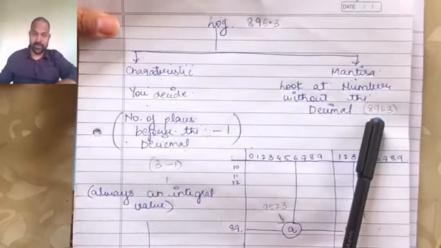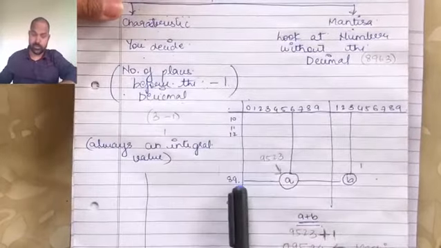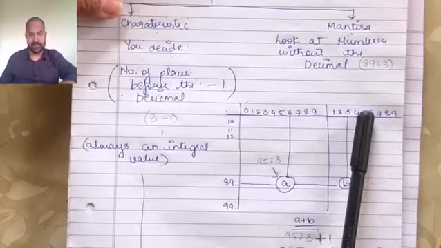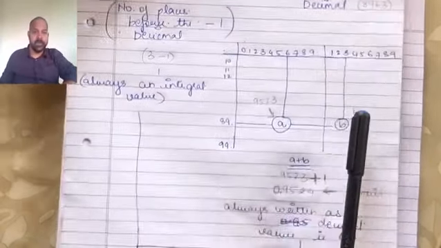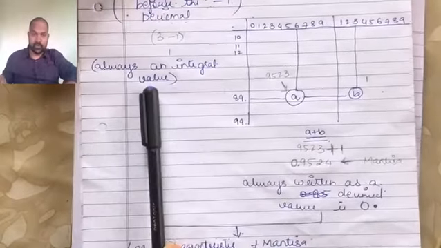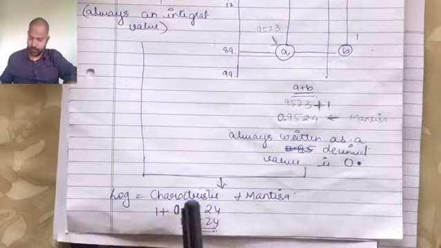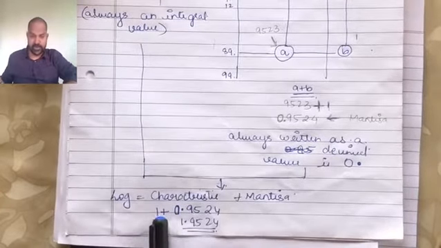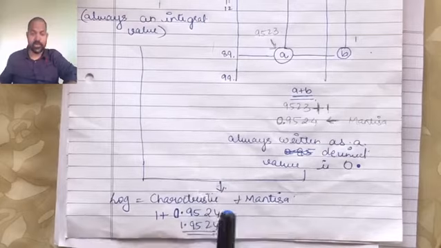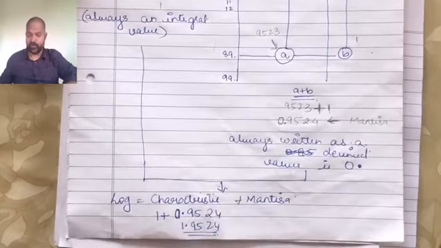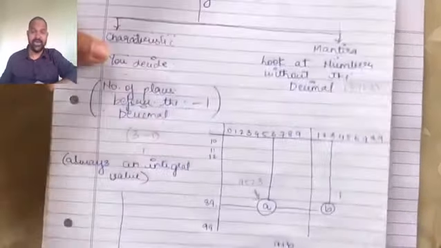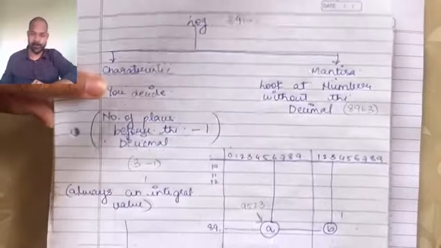Mantissa, you look at the number without the decimal, the first two digits in the first column, the next in the next, and the last in the last column. The characteristic is always an integral value, while the mantissa is always a decimal value, always written as 0 point something. So the characteristic here is 1 and the mantissa is 0.9524. When you bring it together, it is 1.9524. That is the log of 896.3.